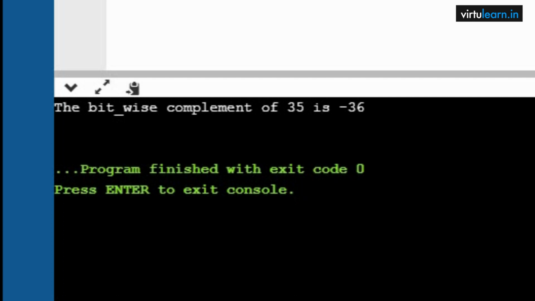So it is very clear that for any given number, just put a minus sign followed by n plus 1. That will be the bitwise complement. In most of the interviews, you will be facing this kind of question, so you can directly write the result. This is how we are going to use bitwise complement.